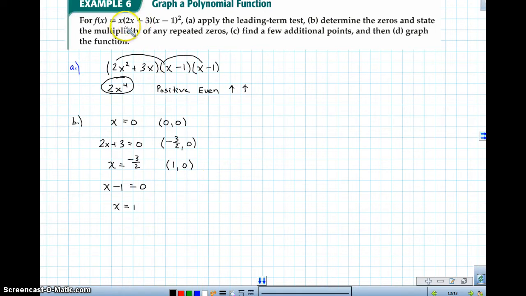Now, the first 2 points have no multiplicity. They only occur once in the function. We have x, that occurs once, 2x plus 3, that occurs once. But then x minus 1 is repeated. It's a repeated 0 there, so we have to describe this as multiplicity 2.